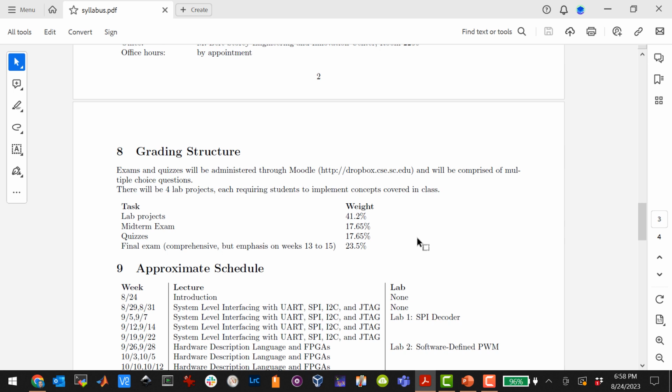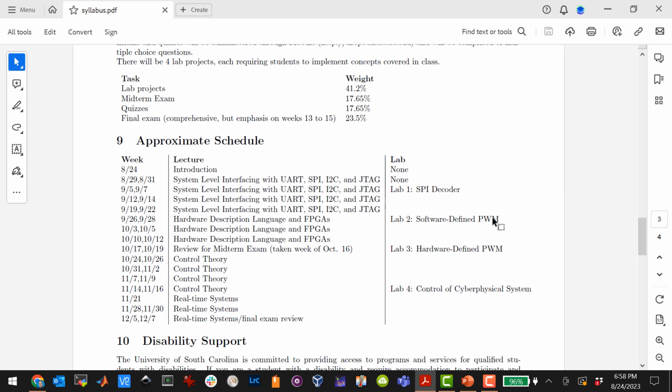The grading structure, if we go to section 8, grading structure is 41% are the lab projects, and then we have 2 exams, a midterm and a final, and then we'll have quizzes on the material. The quizzes are mostly for me to see how well I'm covering the topics.